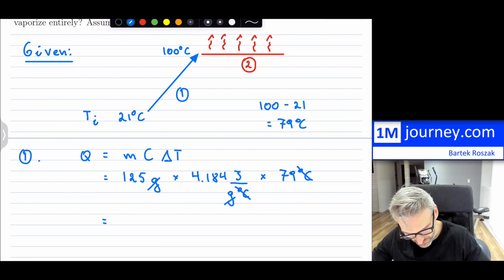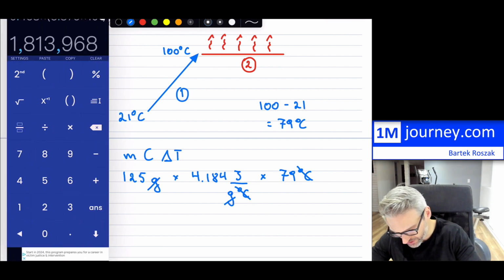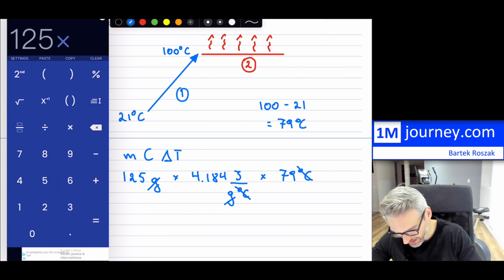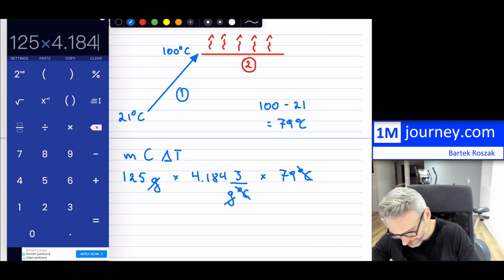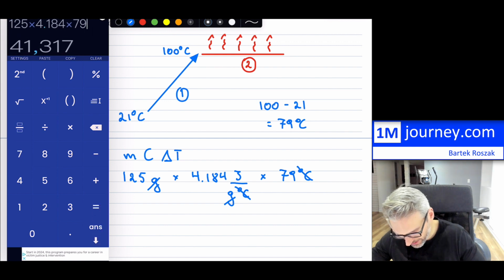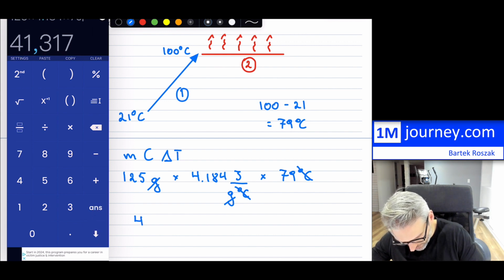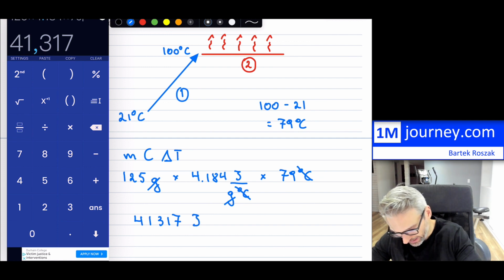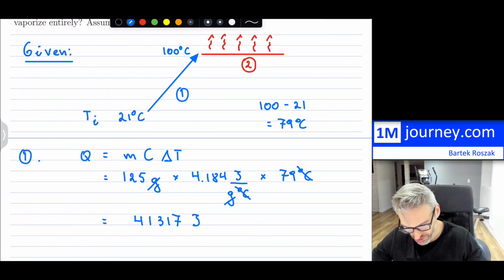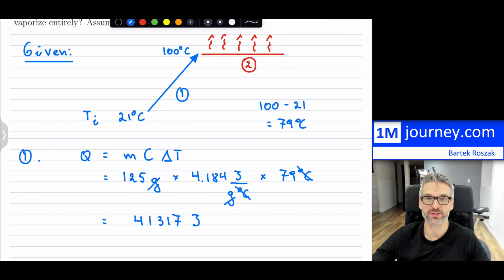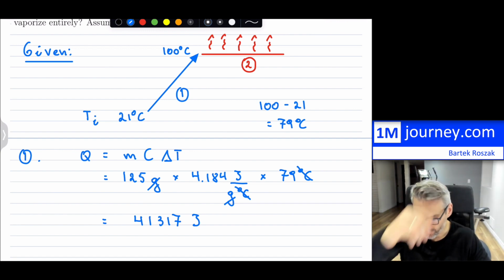So now let's punch that into our calculator and see what it gives us. So 125 times 4.184 times 79. So 41317 joules. And this is just to get the temperature up to the boiling point.